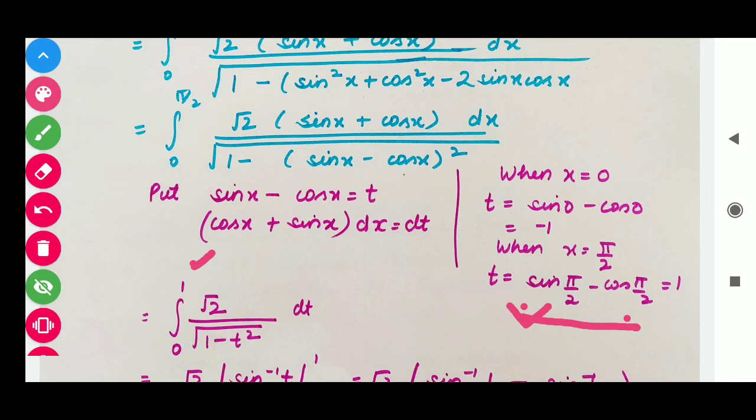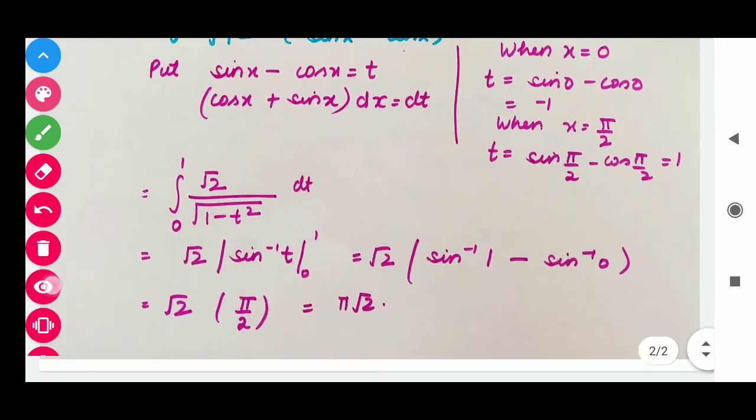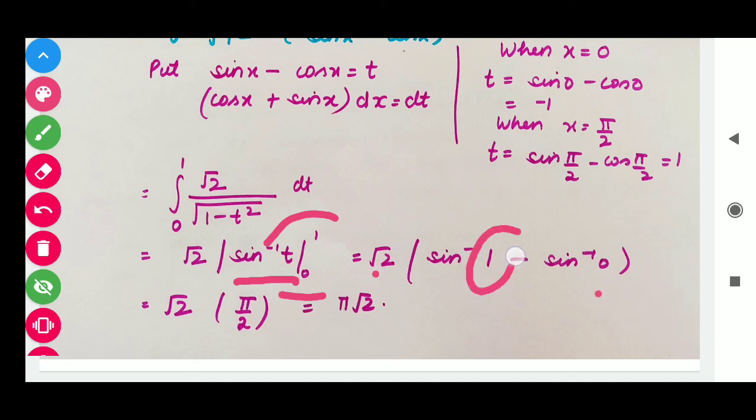So now students, sin x plus cos x dx becomes dt only. So we write here dt, and sin x minus cos x is t. So in this way we get under root 1 minus t square in the denominator. This is the formula of sin inverse t. Now students, by putting the upper limit minus the lower limit, we get root 2 times sin inverse 1 minus sin inverse 0, and 1 is sin 90, so we get 90 degrees, that is pi by 2, and sin inverse 0 is 0. So in this way we get the answer pi under root 2.